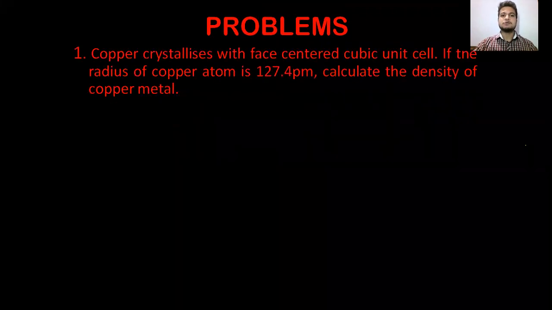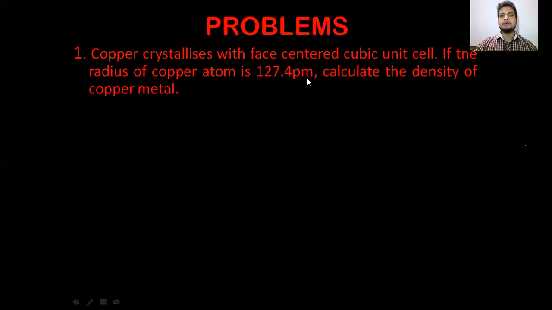Copper crystallizes with a face-centered cubic unit cell. If the radius of the copper atom is 127 picometer, calculate the density of the copper metal. So we have to calculate the density. Now we know the formula for density. In that formula, there are a few things which we require. That is the number of atoms per unit cell, Z. So what is the number of atoms per unit cell?